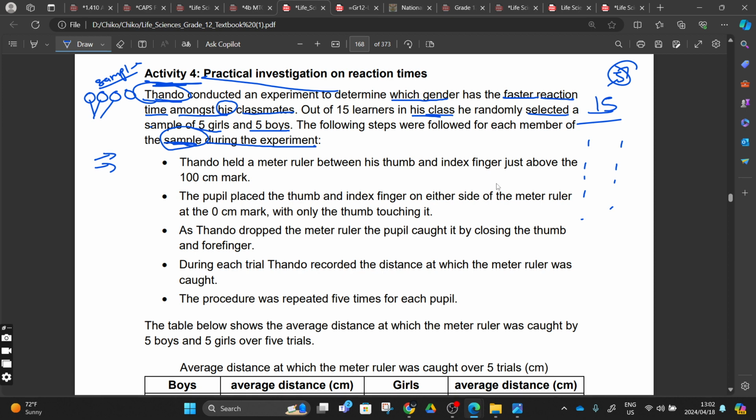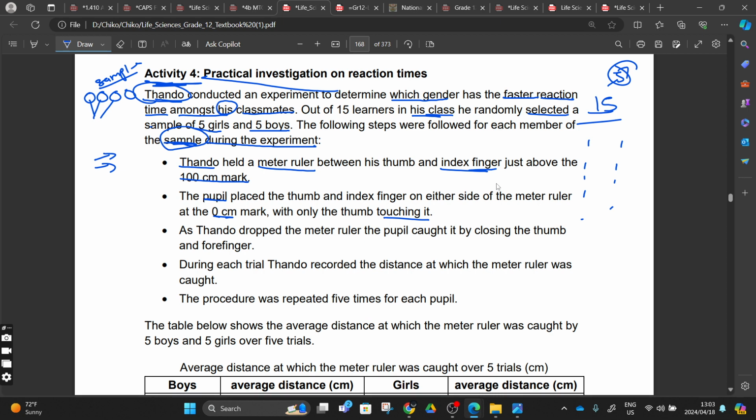Tando held a meter ruler. You can do this in your class. Tando held a meter ruler between his thumb and index finger, just above the 100 centimeter mark. And then the pupil placed the thumb and the index finger on each side of the meter ruler at the 0 mark, right? With only the thumb touching the ruler.